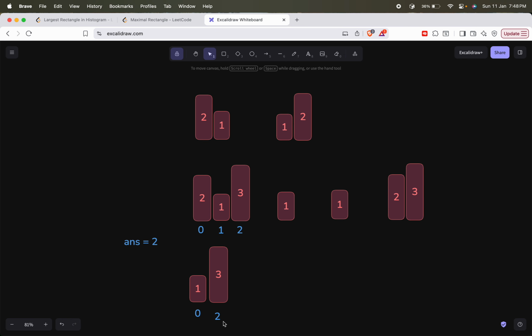Let's try to run this solution. As you can see, all the base test cases were accepted, and let's also try to submit this. As you can see, all the test cases were also passed.